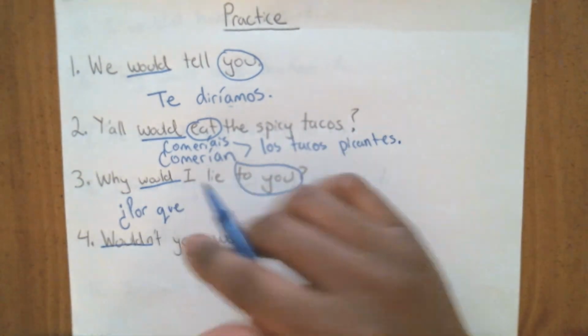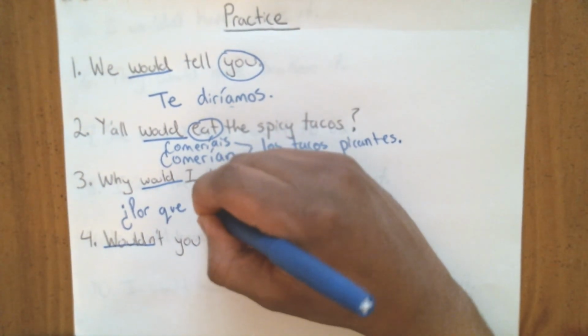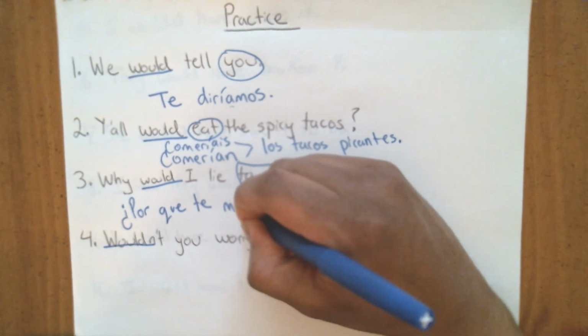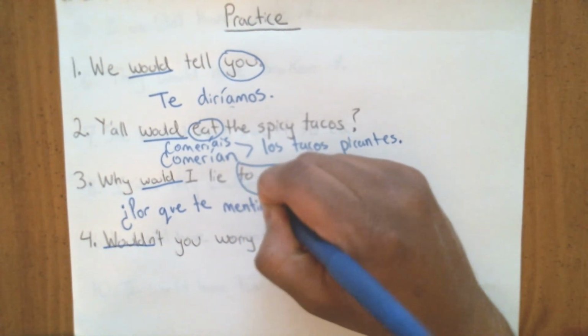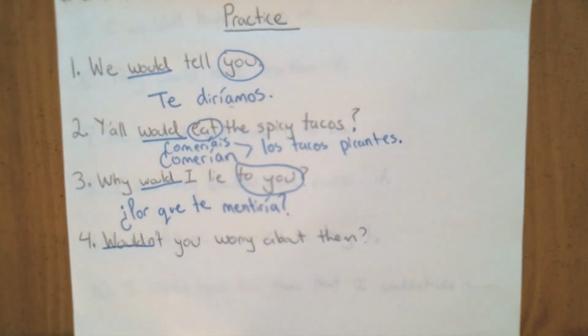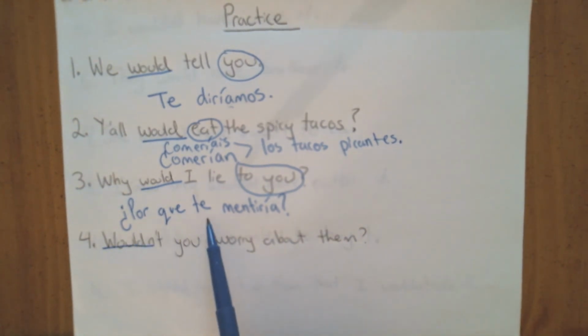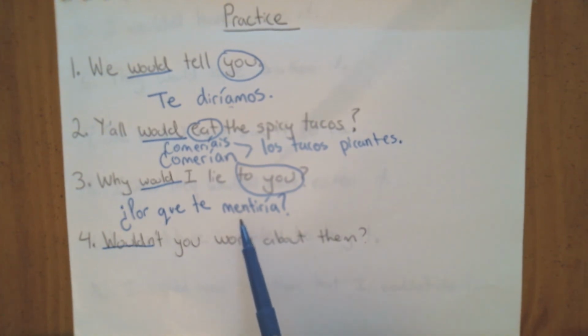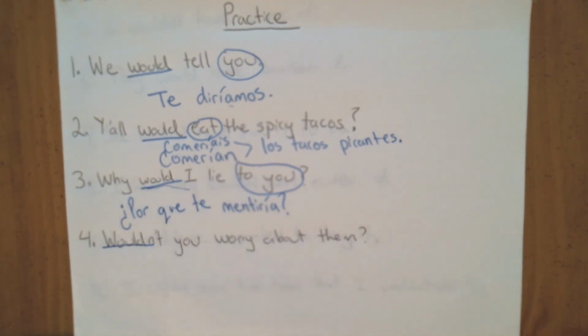Now we make this statement here. ¿Por qué te mentiría? Okay? ¿Por qué te mentiría? Mentir means to tell a lie. So you're saying, why to you would I tell a lie? Okay? So mentir, to lie, put it in the conditional tense, which is the I would form because it's why would I. So ¿por qué te mentiría? All right? And the te means to you.